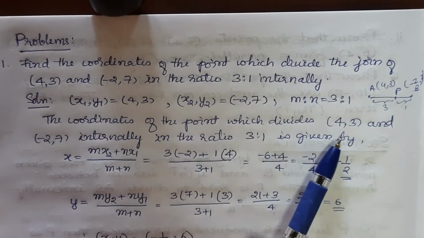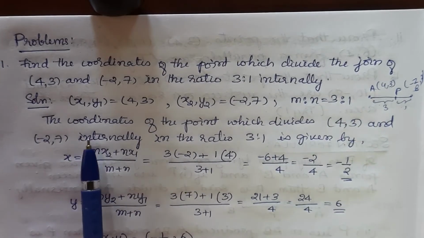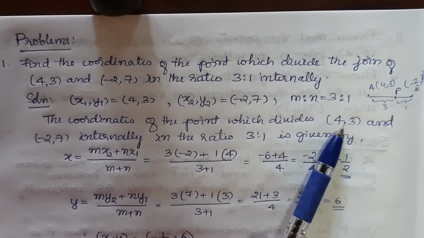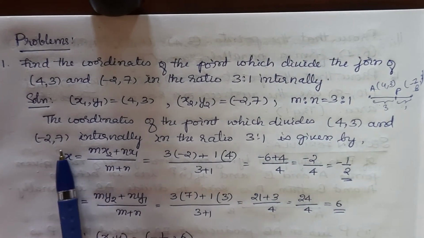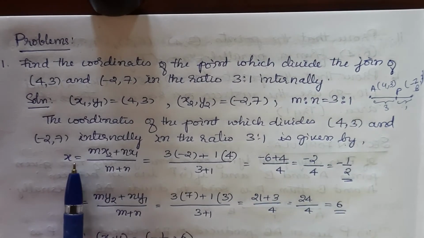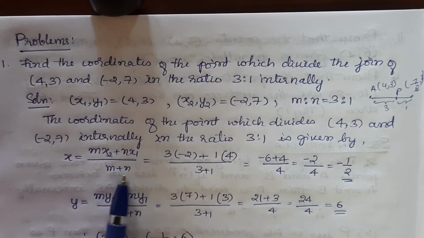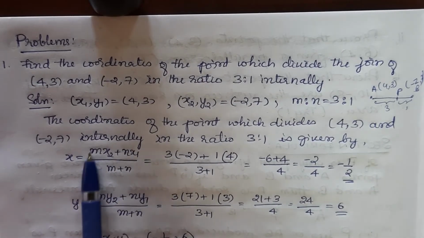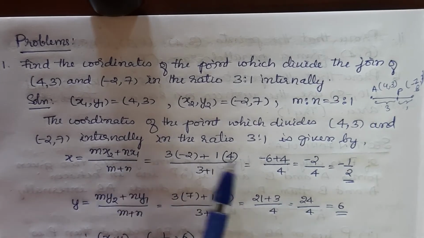And the question is for internal division. Therefore, we will write the formula for internal division. The coordinates of the point which divides (4, 3) and (-2, 7) internally in the ratio 3:1 is given by the x coordinate as (mx2 + nx1) divided by (m + n). So, substitute all the parameters here.